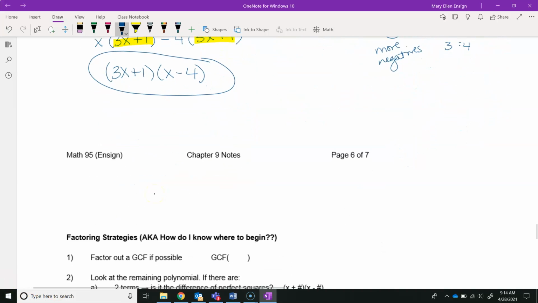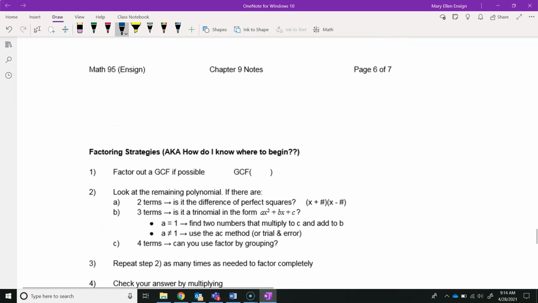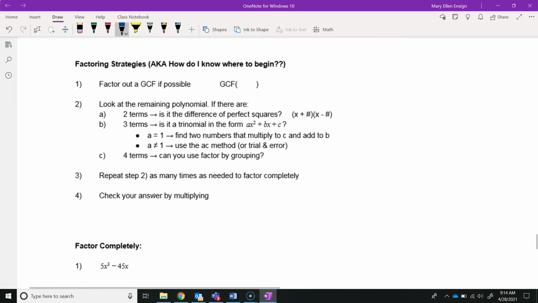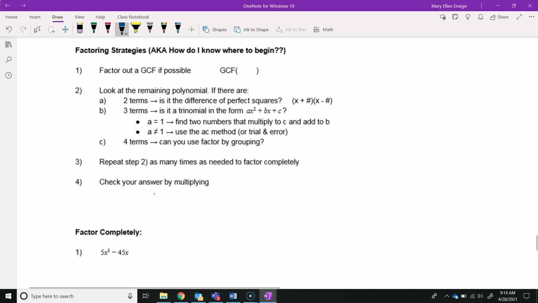All right, so the last part here, factoring strategies, or how do I know where to begin? Okay, so the first thing you always want to look for is a greatest common factor, always. And if you can pull out a greatest common factor, go ahead and do that.